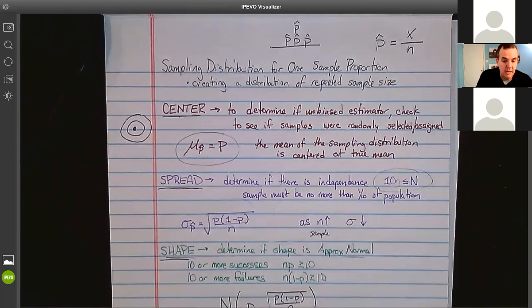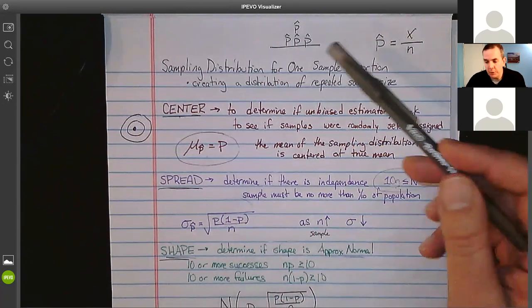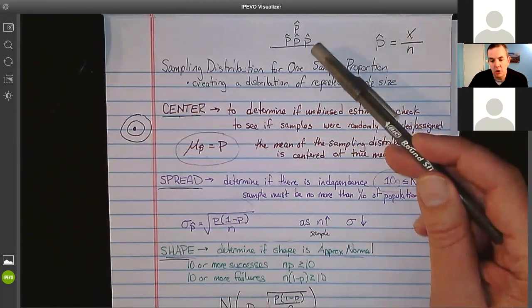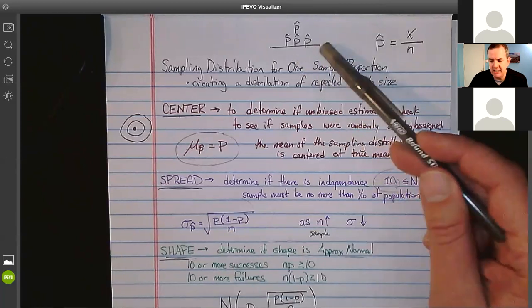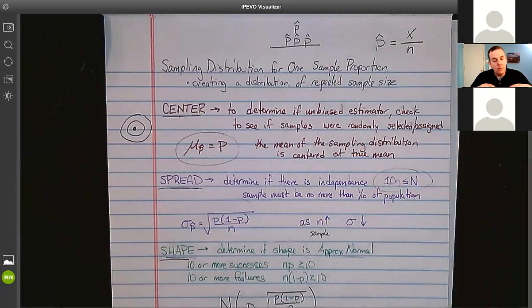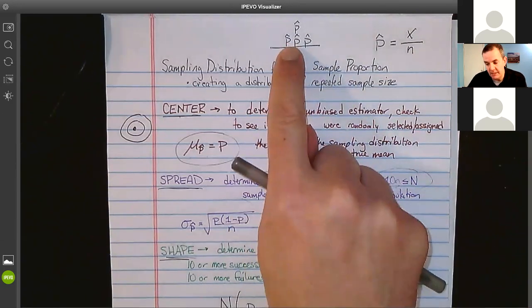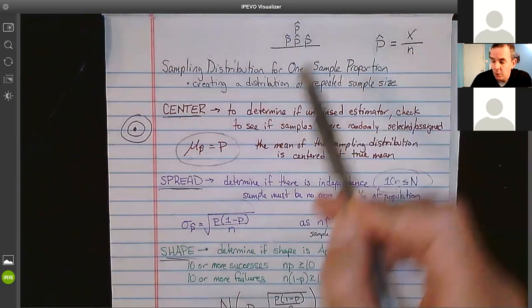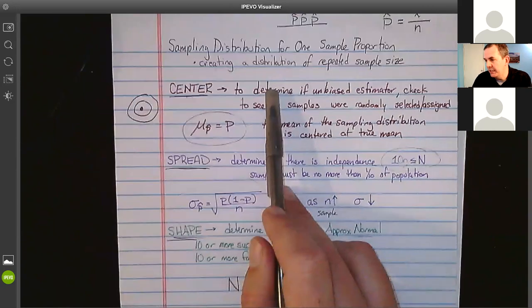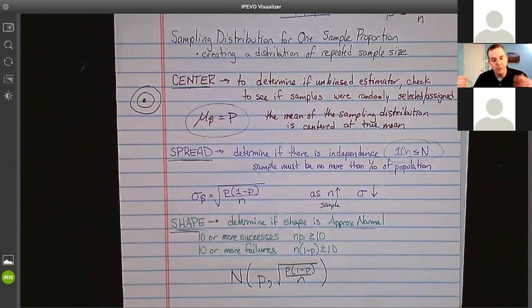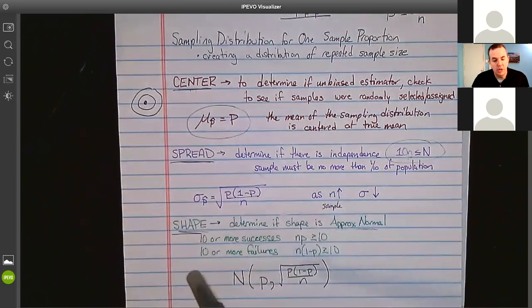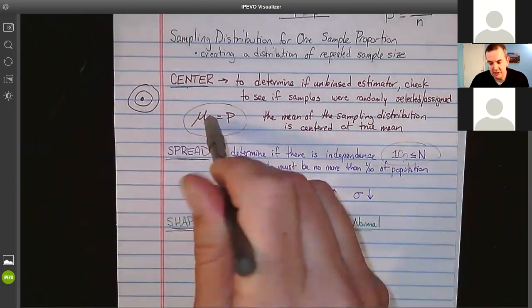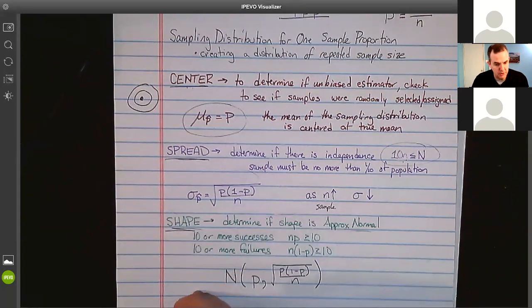We wanted to do that p hat over and over and over again. If we start sticking them on a number line, they start to form a distribution called a sampling distribution. These are all different individual samples, each one a different group of 50 Reese's Pieces. As with every distribution, we want to look at the center, the spread, and the shape.